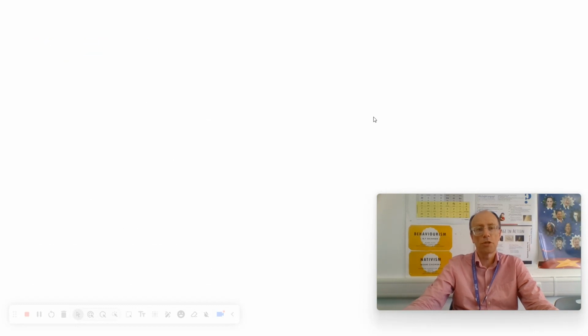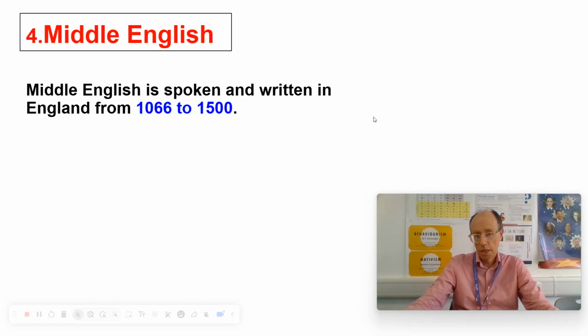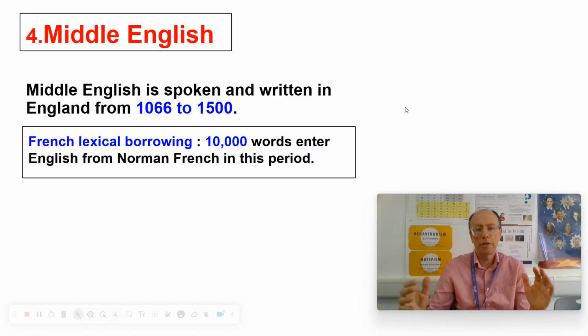Let's move on to Middle English. So Middle English is spoken and written in England from 1066 to 1500. So the beginning of the Norman invasion and the beginning of the Reformation in 1500. What characterises this? Well, a heck of a lot of Norman French language influences that are coming into the language. So we have, according to David Crystal, and you're not going to argue with him, 10,000 words entering English from Norman French in this period.